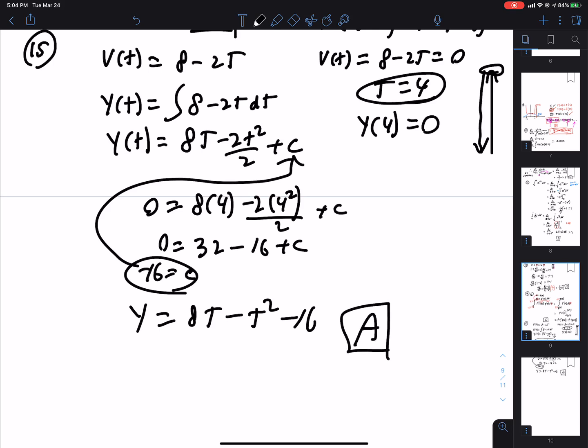All right, 15 down. I'm going to do, I guess, 6 more today. I'll go up to 21 and stop there, and then we'll do the rest tomorrow.